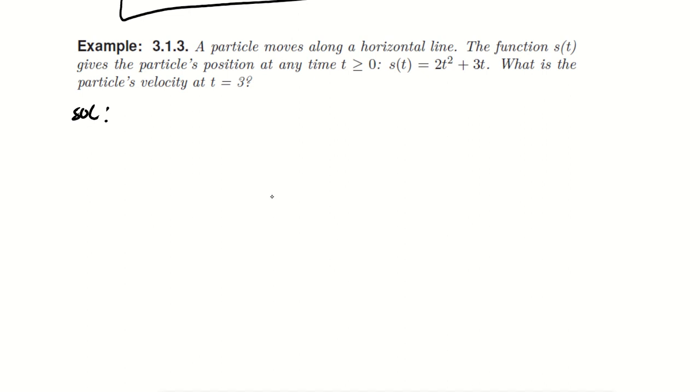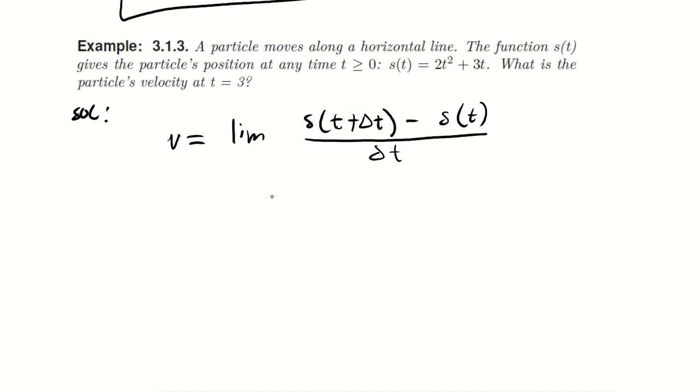We want to determine the velocity. Again, what's the definition? It's the limit of s(t plus delta t) minus s(t) all over delta t as delta t approaches 0. But we want it at t equals 3. So what is the velocity at t equals 3?